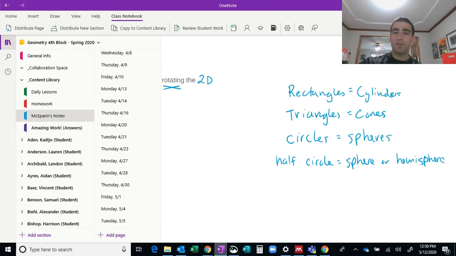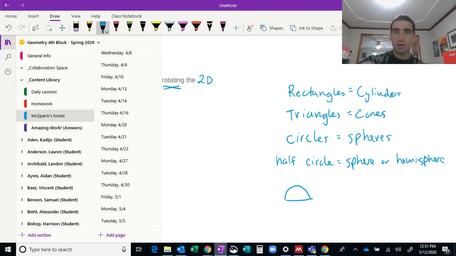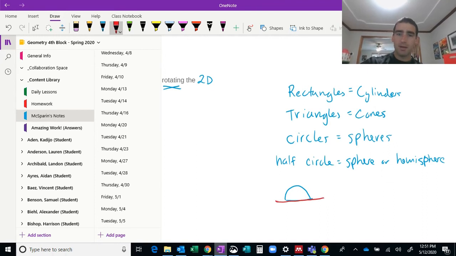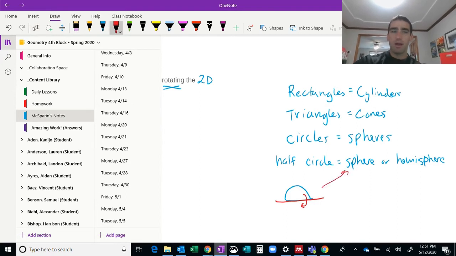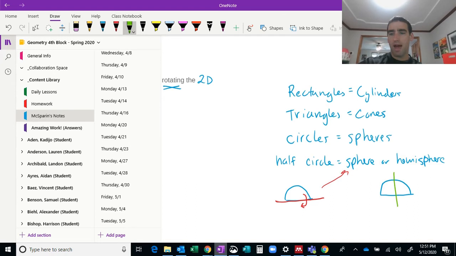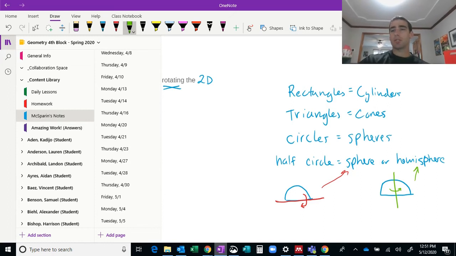So if you were to take a half circle like this and rotate it around, hi Jake. If you rotated your half circle around that line and you went all the way around that way, you would make a sphere. If you took that same half circle and rotated it around that line and it went around there, it would just make a hemisphere. It wouldn't go all the way around. Now, let me try and illustrate for you.